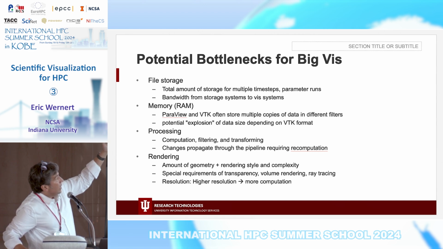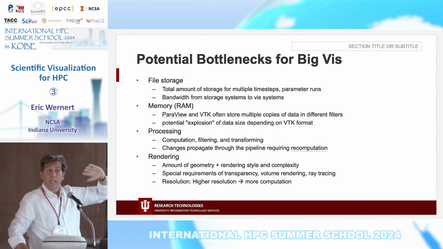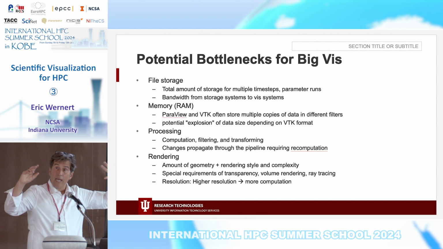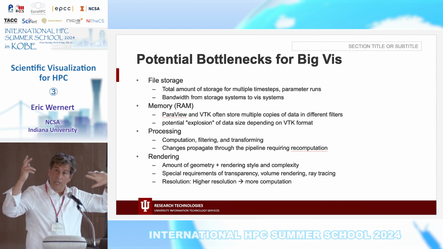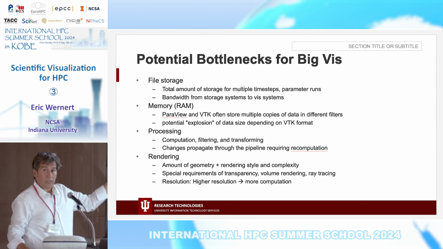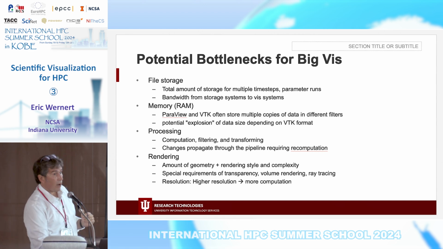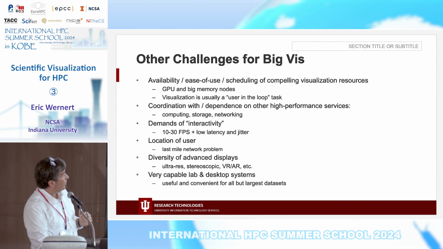But it could be memory, it could be computation. We talked about things like transparency, like the difference between volume rendering a regular image grid versus just a regular structured grid, why that takes more time. Things like resolution. Obviously, if you have a higher resolution image, that's more work that the graphics subsystem is going to have to do.